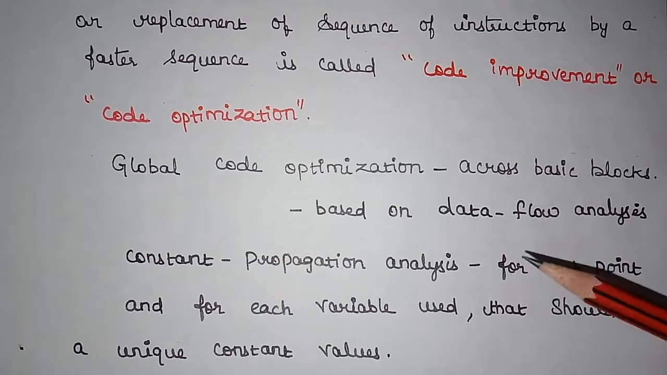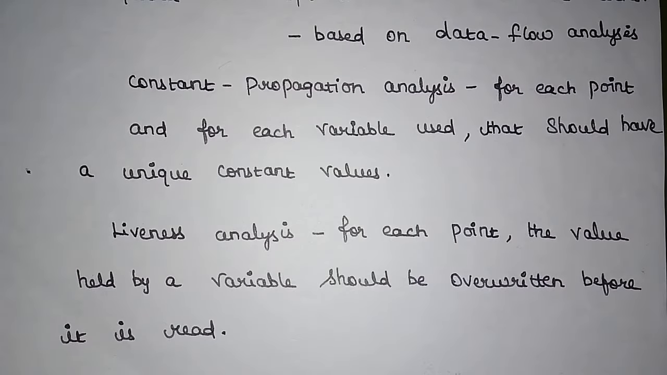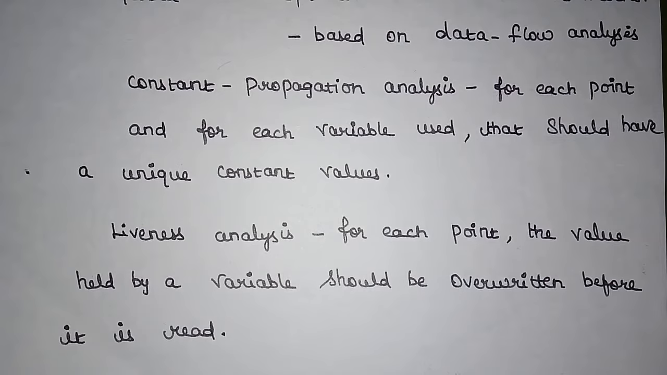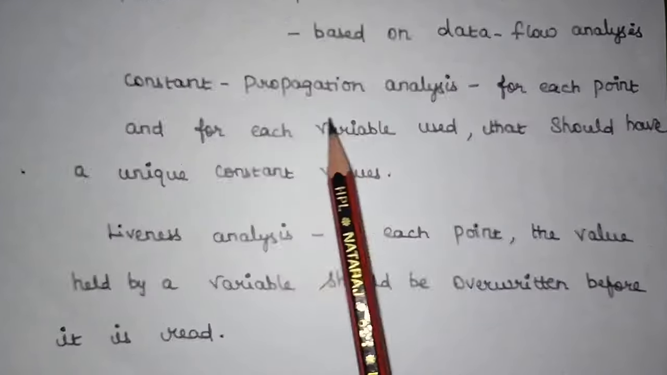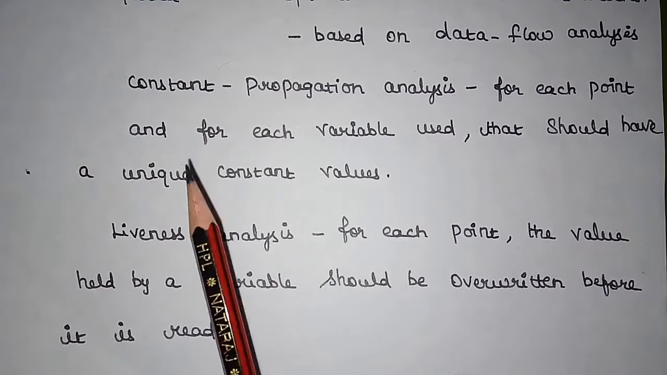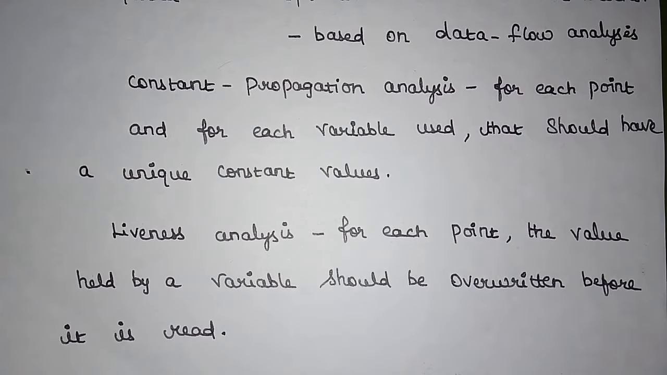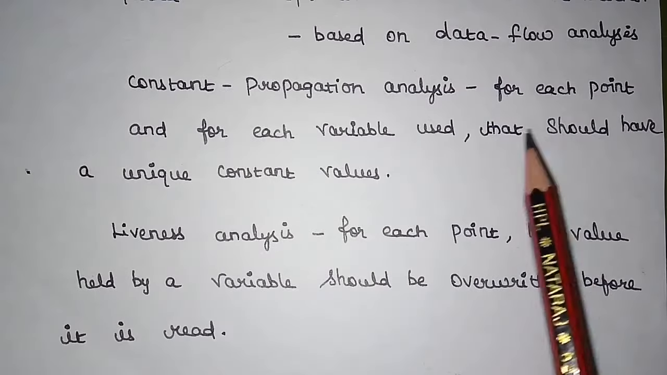The result of this data flow analysis always has the same form. That is, for each instruction in the program, they specify some property that must hold every time that instruction is executed. And this analysis may differ in properties. For example, a constant propagation analysis computes, for each point and for each variable used, a unique constant value. So this is constant propagation analysis.